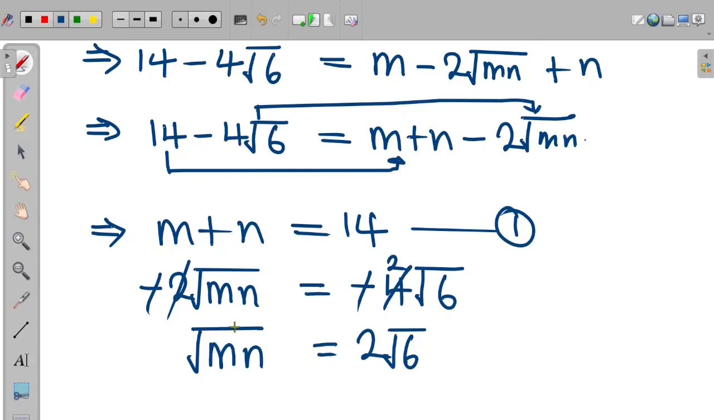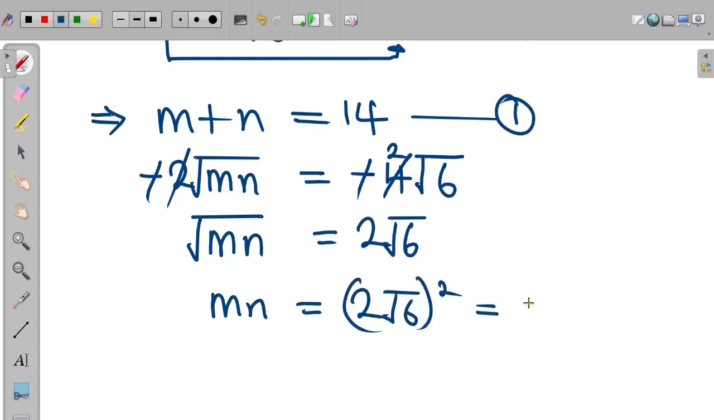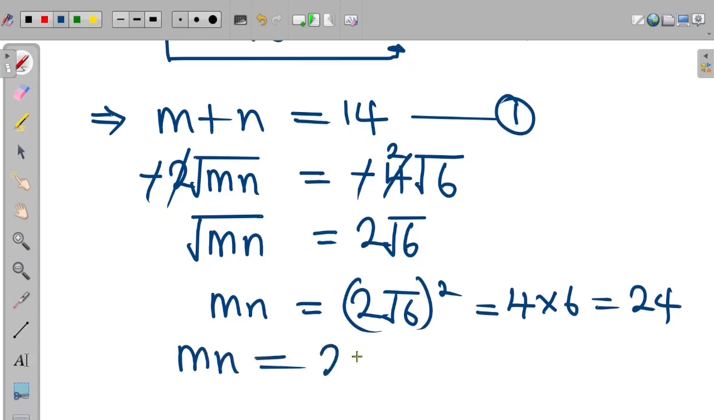Now, to eliminate this square root here, we can take the square of both sides. So therefore, this becomes mn equal to 2 root 6 all squared. And this is equal to 4 times 6, which is equal to 24. So we have that mn is equal to 24. Let's call here equation 2. Now, the next step is that we are going to solve equation 1 and equation 2 simultaneously to be able to obtain the values of m and n.